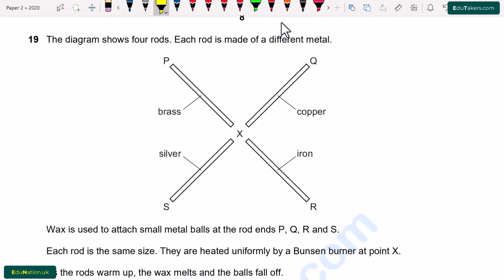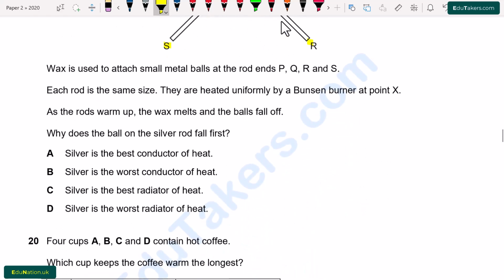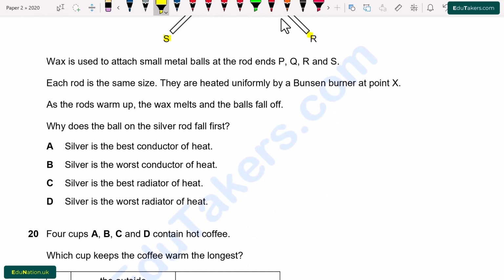Question number 19. The diagram shows 4 rods. Each rod is made of a different metal. So there are rods P, Q, R and S. All of these rods are made from different metals. Wax is used to attach small metal balls at the end of P, Q, R and S. Each rod is the same size.